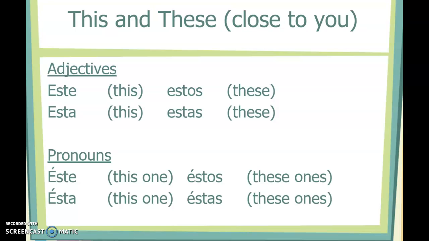So let's take a look at the forms. The demonstrative adjectives: este, esta, estos, estas. And just to help you remember them, the words with T's mean this and these. And the pronouns are exactly the same, but they have the accent marks. And again, when you use them, they will not be followed by nouns.